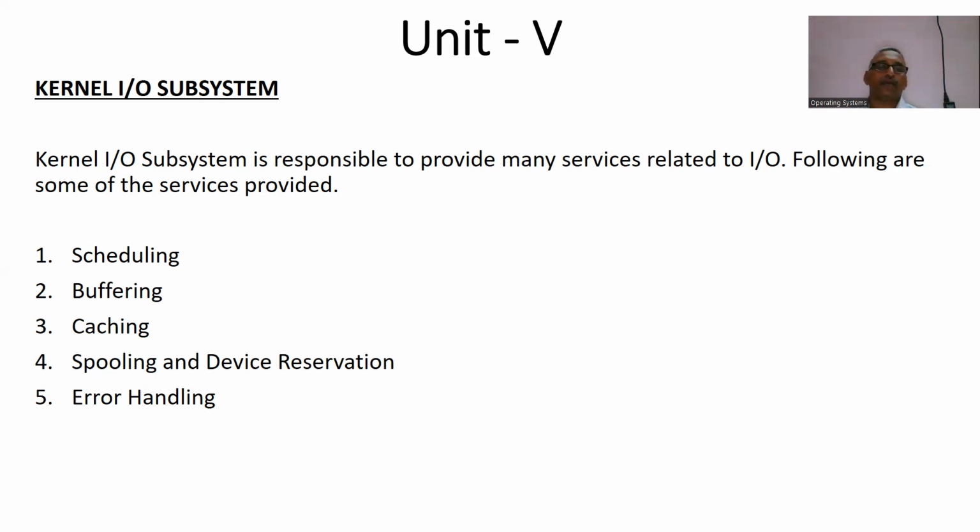Next one, error handling. An operating system that uses protected memory can guard against many kinds of hardware and application errors.